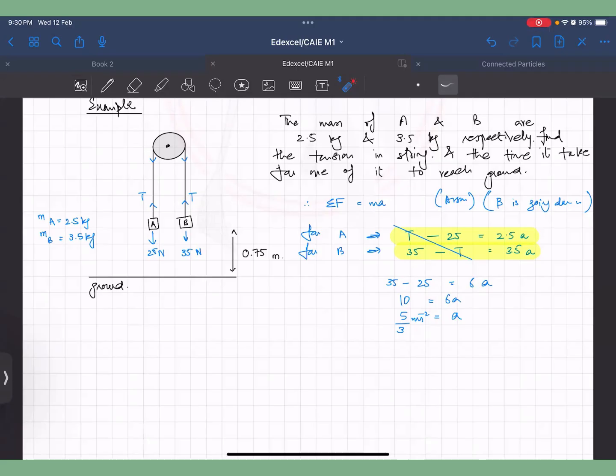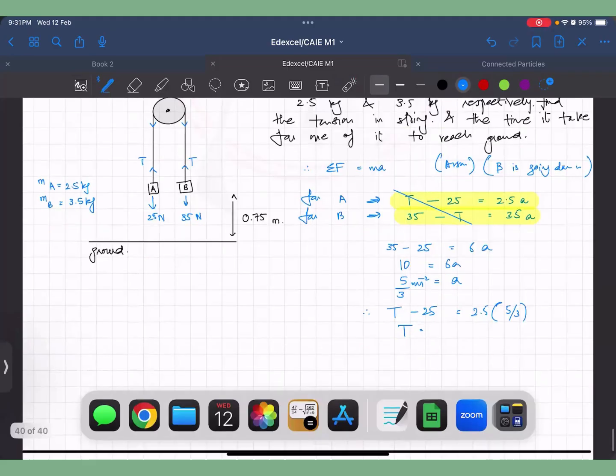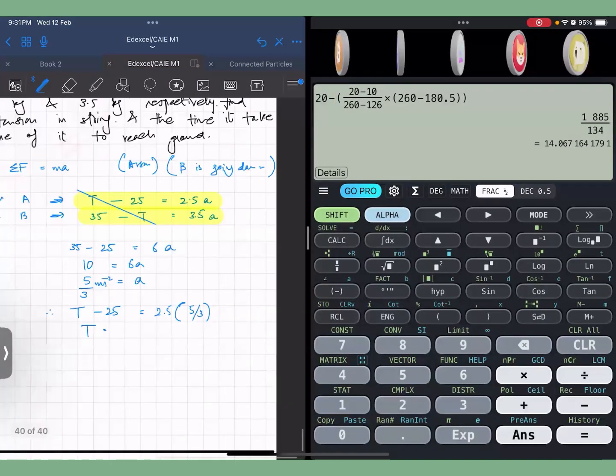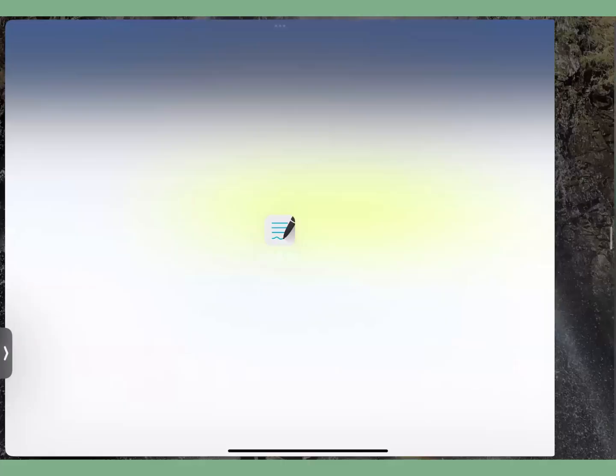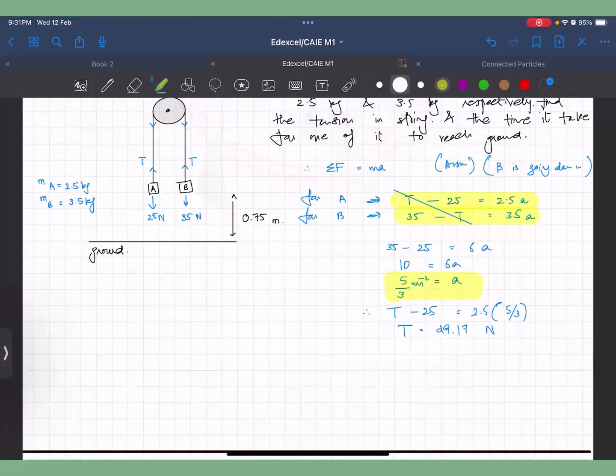So we have now got that the assumption is right, and we also found the acceleration. So B is going down with acceleration of 5/3, and A is going up with an acceleration of 5/3. And to find the tension, you can use any one of the equations. 2.5 times 5/3, and then plus 25. So the tension is 29.17 Newton. This is the tension in the string. So we solved it simultaneously. We found the acceleration and we found the tension in the string. Why do I say spring?